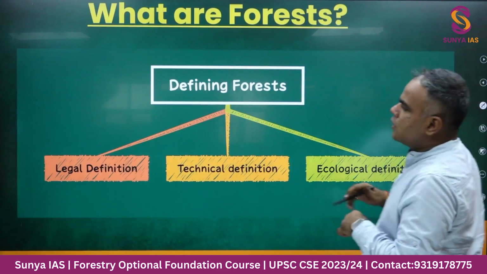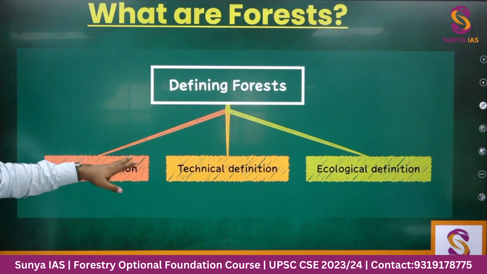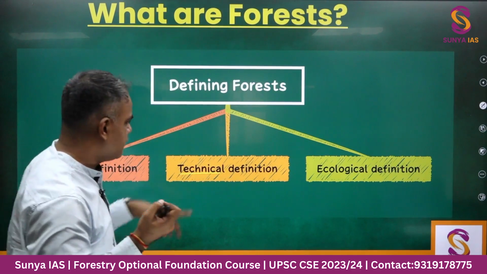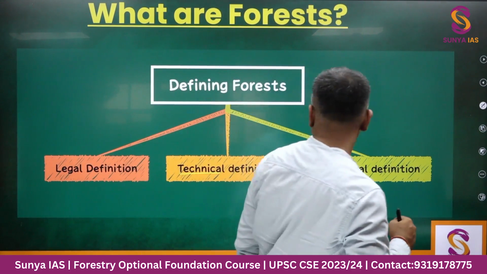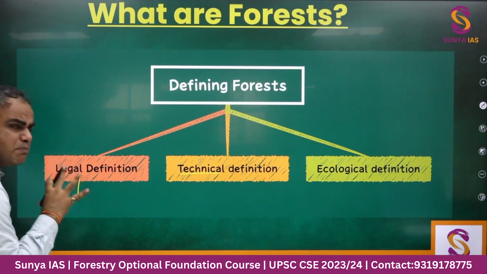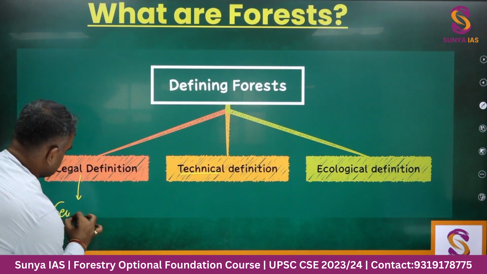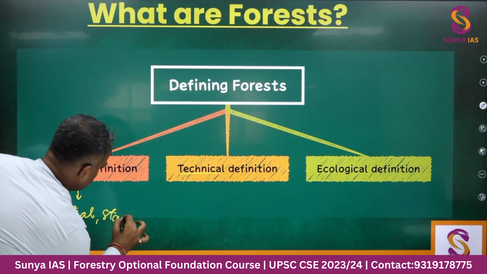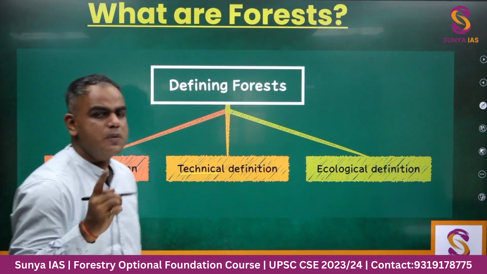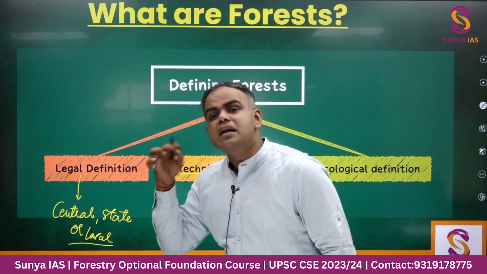Okay, so how can we define forests? So there are three ways in which you can define. One is a legal definition, which is the easiest to understand. Then you have a technical definition in which you will have some keywords, and then there is an ecological definition. Okay. So for the legal definition, what you can understand is any piece of land which is declared as a forest in a central law, in a state law, or any local laws. So I'm saying any piece of land which is declared, it may be a forest, it may not be, we do not worry about that. This is a legal definition, okay.